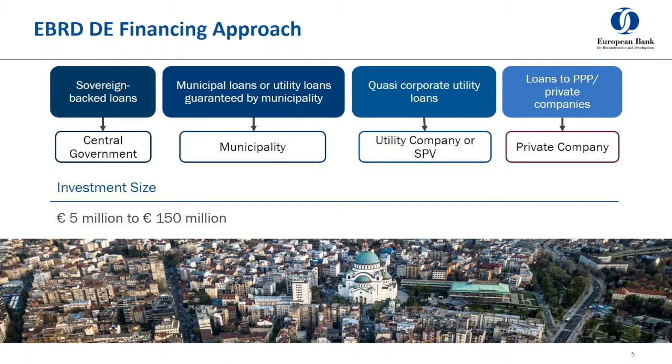Now, corporate utility loans are also available. So an example of this may be a state-owned enterprise, which could be operated as a wholly state-owned SPV, but there's no guarantee required from a state actor backing because the company's revenues and assets are sufficient on their own to provide the right level of guarantee.